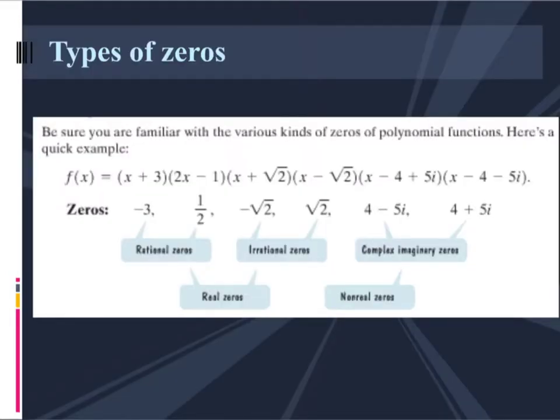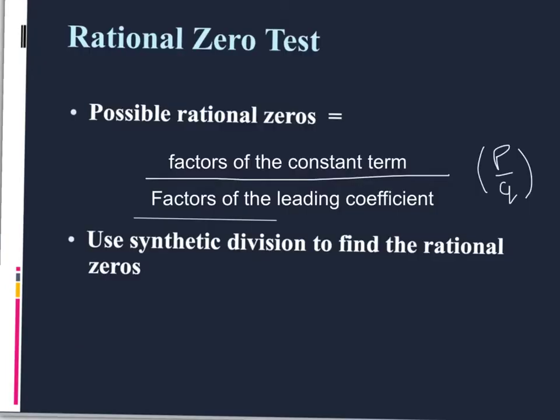Okay, so we have different types of zeros. We have rational zeros, we have irrational zeros, and we have our imaginary zeros. So to determine how many possible rational zeros there are in a polynomial, we can use the rational zero test, where we're going to put the factors of the constant term over the factors of the leading coefficient. And these are possible factors. So we're going to call the numerator P, factors of the constant term, and Q, factors of the leading coefficient. Then we're going to use synthetic division to find the rational zeros.